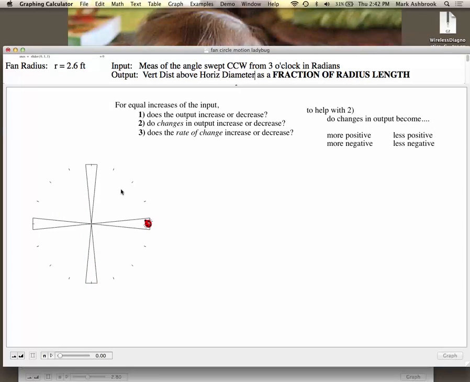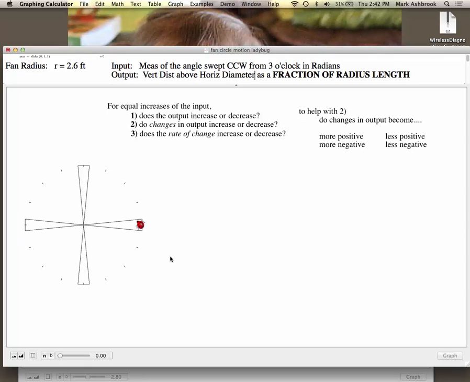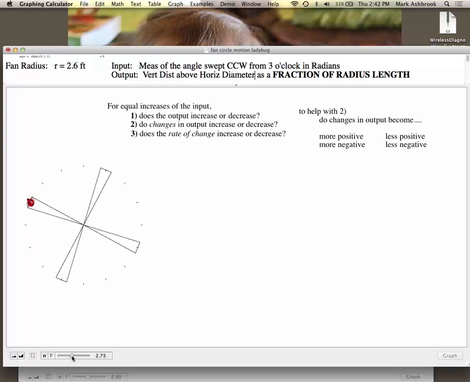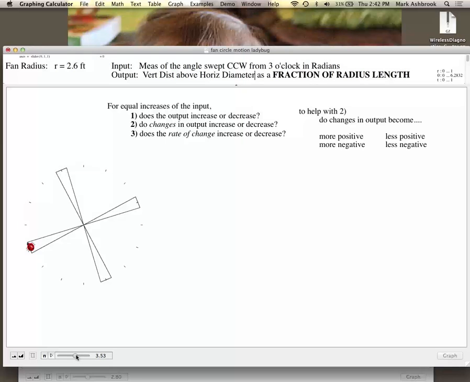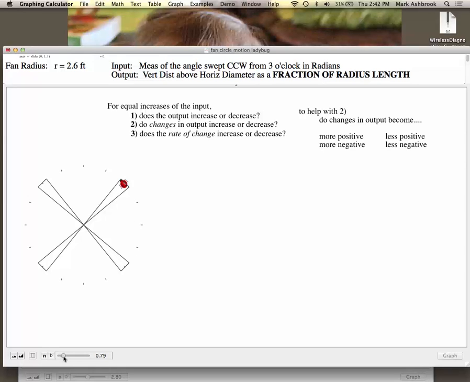Can you read that? For equal increases of the input, does the output increase or decrease? Do changes in the output increase or decrease? And to help us with number 2, we ask: do the changes become more positive, less positive, more negative, or less negative? That was to help us look at how the changes were changing. So what I've got here is equal increments of pi over 8, so that it takes 8 chunks to get halfway around, and 8 more chunks to get all the way around.